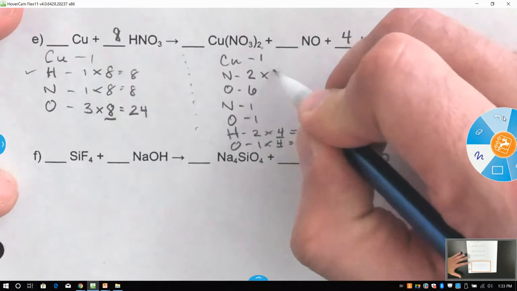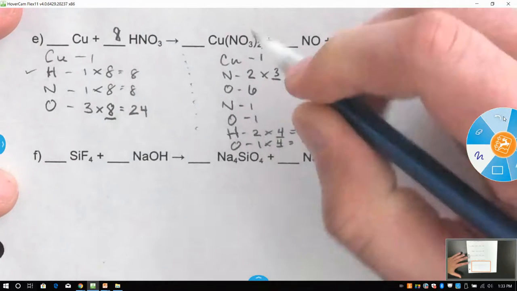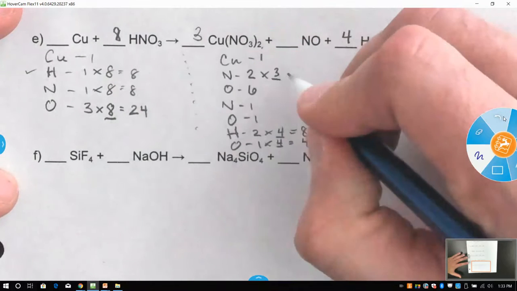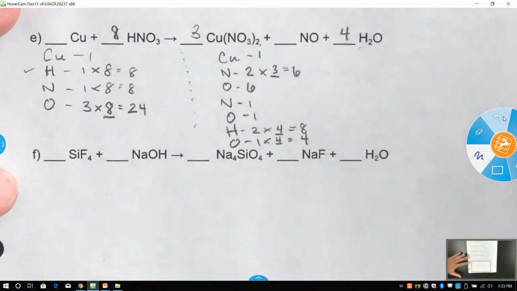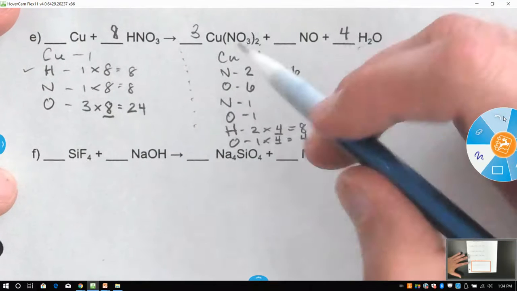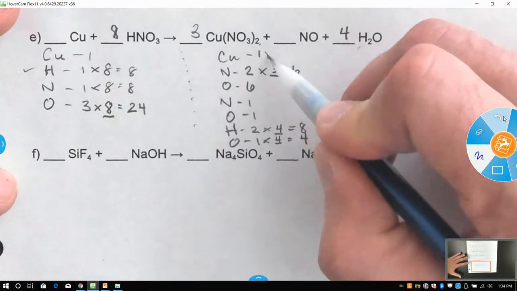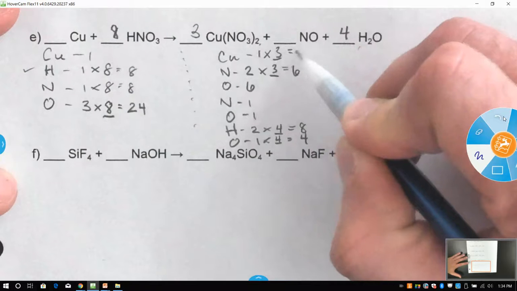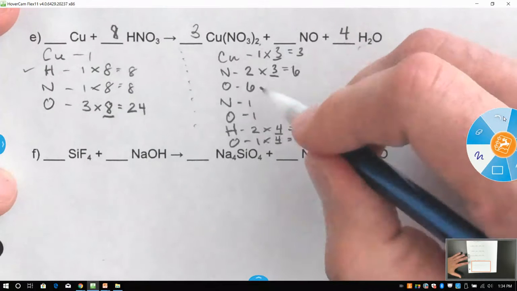So we can start here, multiply this nitrogen by a 3. That becomes the coefficient. That 3 then applies to the copper and to this oxygen.